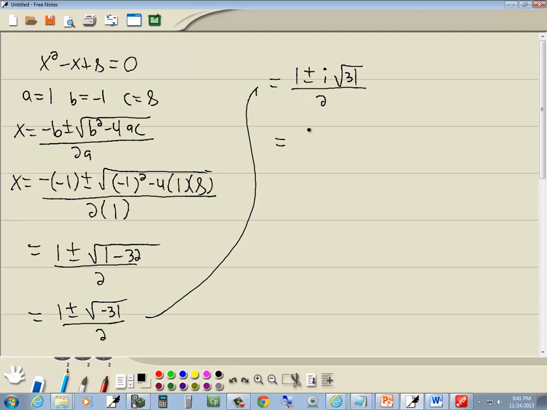Now, since we do have an i, we want to split this up. We want the real part separate from the imaginary part. So put the 1 over 2, plus or minus the square root of 31 over 2 with an i to the side. And that's our answer.